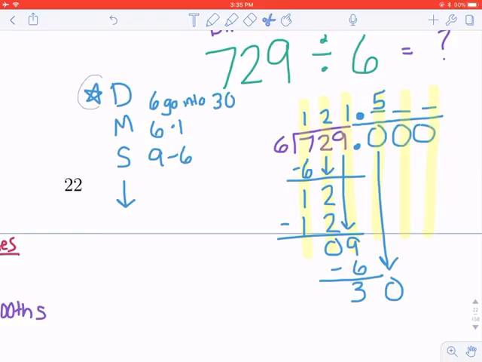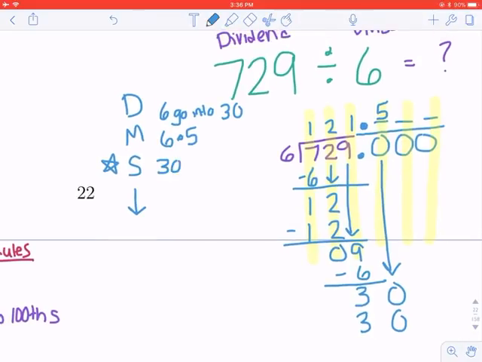Now I can do multiply. 6 times 5. I've already used all the other numbers. And I don't think about it as 0.5, just 5. So I'm really kind of ignoring that decimal spot. 6 times 5 is 30. So now I subtract 30 minus 30.